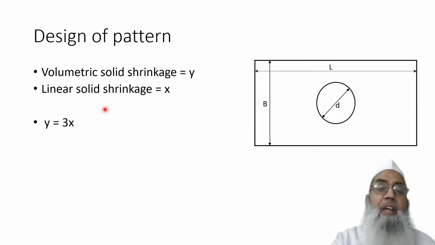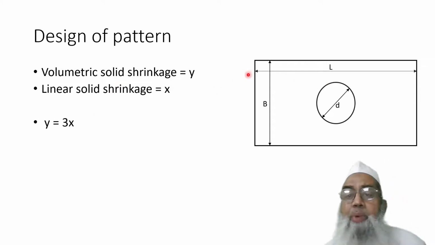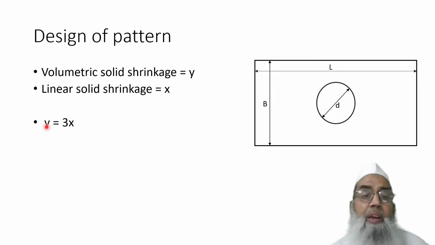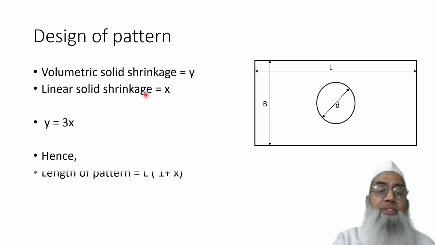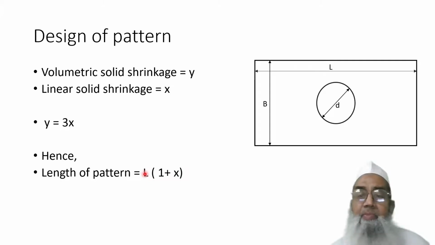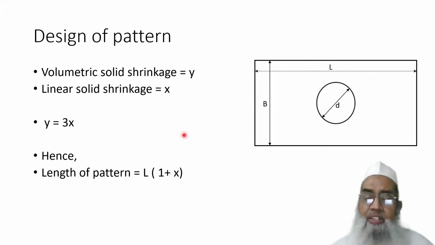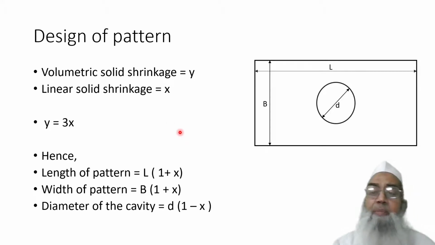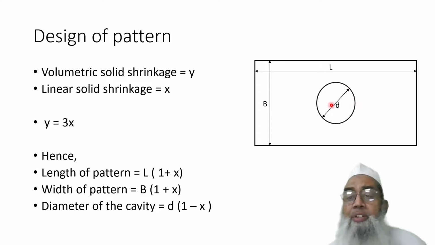The volumetric solid shrinkage, y, is volumetric, but we want to measure it in the linear direction, and we know that the volumetric one is 3 times the linear solid shrinkage x. Hence the length of the pattern will be (1 + x) times L. This will give the length, and similarly we can calculate the width and the diameter, because the metal will shrink, not the cavity.